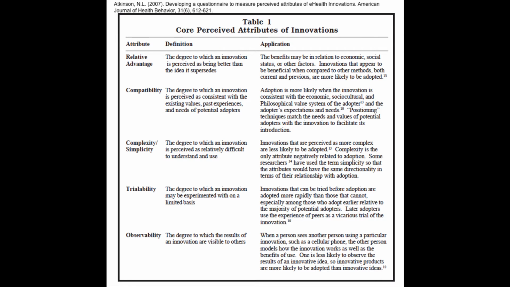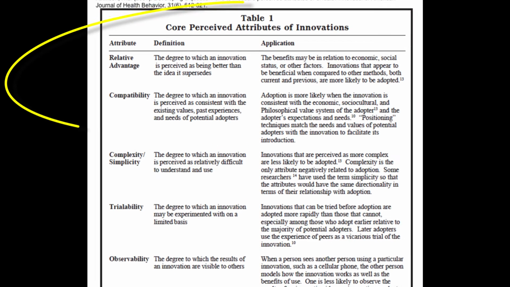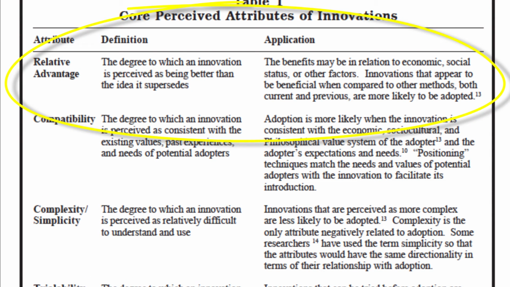So these are not objective facts that it has relative advantage. It's how do they perceive it, and that's what's important. In this case, perception is reality. And so you'll want to examine these perceptions in the people you're trying to get to adopt this innovation. So the first one is relative advantage, and that's pretty straightforward. Is it better than what you've got already? And if they see it as being better than what you've got already, then that's great, and they're more likely to adopt it. If they don't see it as being better than what you've got already, then they're less likely to adopt it.